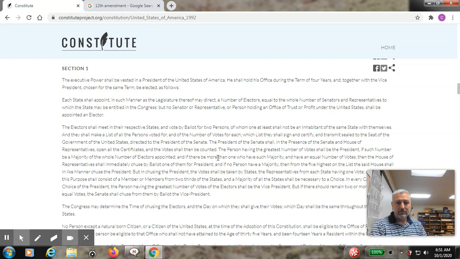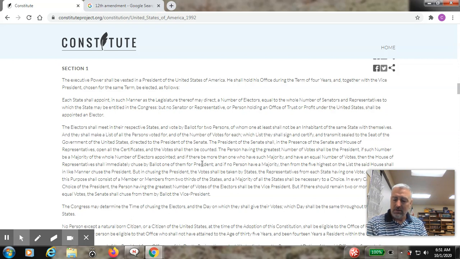All right. The electors shall meet in their respective states and vote by ballot for two persons, of whom one at least shall not be an inhabitant of the same state with themselves, and they shall make a list of all persons voted for and of the number of votes for each, which list they shall sign and certify, and transmit sealed to the seat of government of the United States at Washington, D.C.